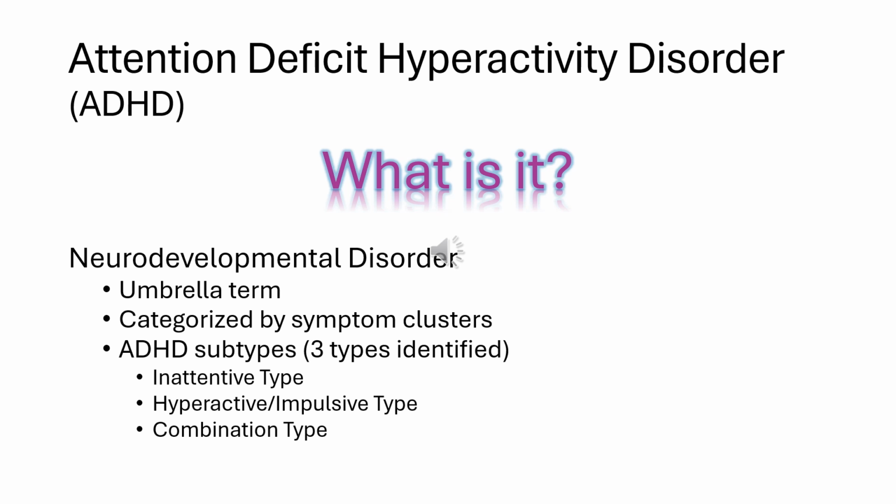Attention Deficit Hyperactivity Disorder, or ADHD. What exactly is ADHD? ADHD is a neurodevelopmental disorder. It is commonly referred to as an umbrella term. This is because the symptoms of ADHD are grouped or clustered into three main categories or subtypes. Those subtypes are the inattentive type, the hyperactive impulsive type, or the combination type.